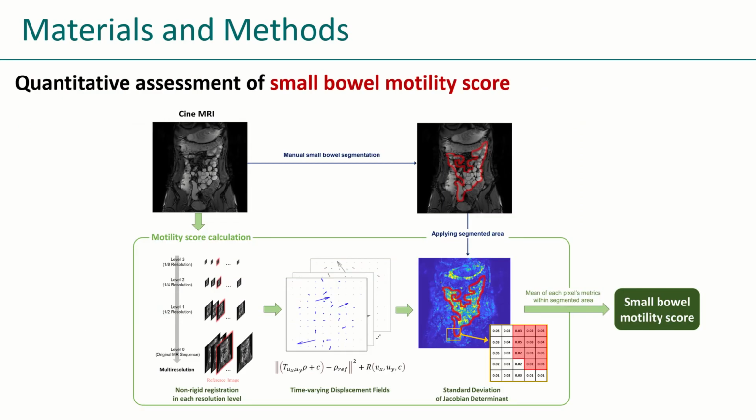For quantitative assessment, one radiologist manually drew the small bowel region on the final Cine MRI frame, following a 1-month washout period. After selecting a reference image, non-rigid registration was implemented in a multi-resolution manner. With an iterative optical flow method, we estimated time-varying displacement fields through the time series of Cine MRI. At each pixel, the standard deviation of the time-varying displacement field's Jacobian determinant was computed, and the mean metric within the drawn ROI was determined as motility score.